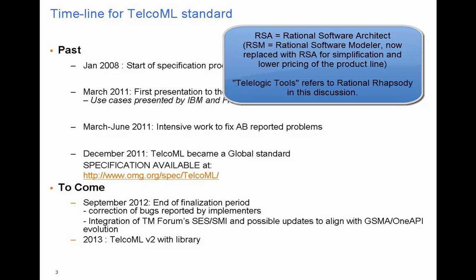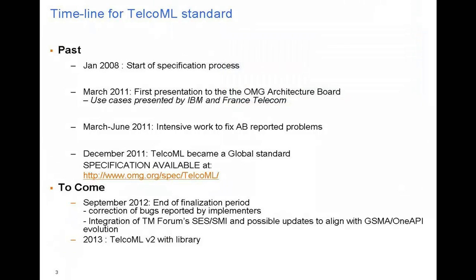So the architecture board at OMG, which presides over the new standards, approved this in December of 2011 to become a global standard. We initially presented in March, so it took us close to 8-9 months of iterative workflow with the architecture board to get this approved. The reason was that a lot of the architecture board members are seasoned modelers. They were very critical of some of the stuff, but we made this into a standard in December 2011.